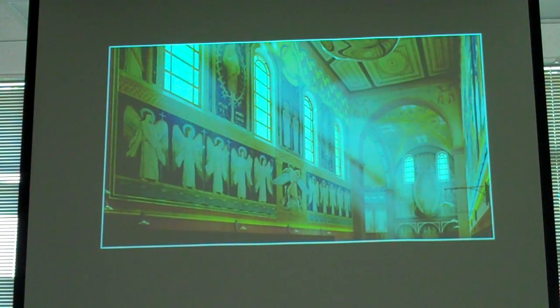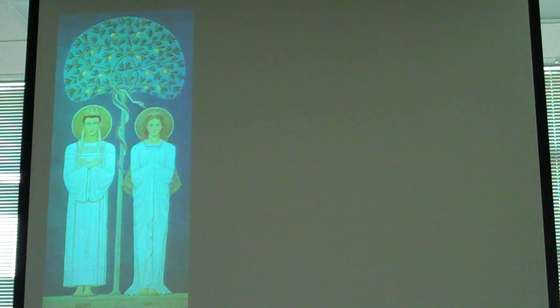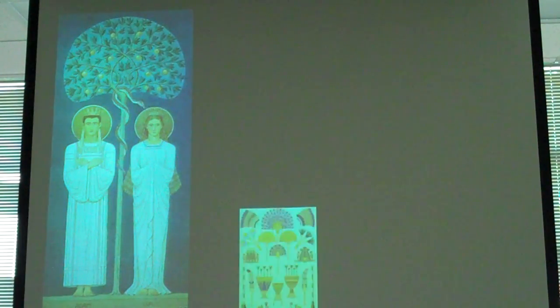But you see how the paintings are not like pictures hung on the wall. They're fully integrated into the architecture, between the windows and so forth. This is a wonderful painting of Adam and Eve wearing crowns because they were the king and the queen of creation before the fall. If you look at that tree of the knowledge of good and evil, then look at these Egyptian fans. You see the influence there?